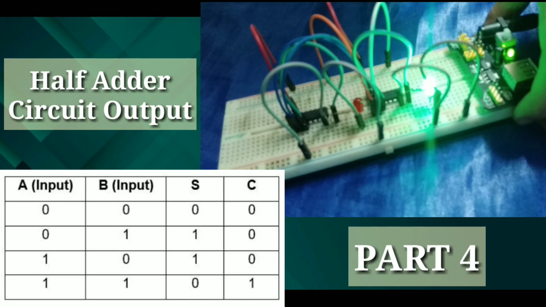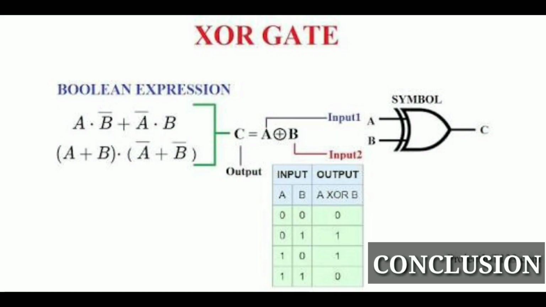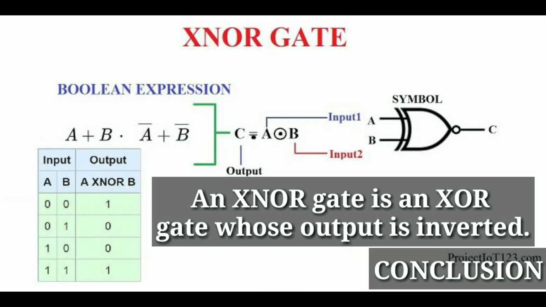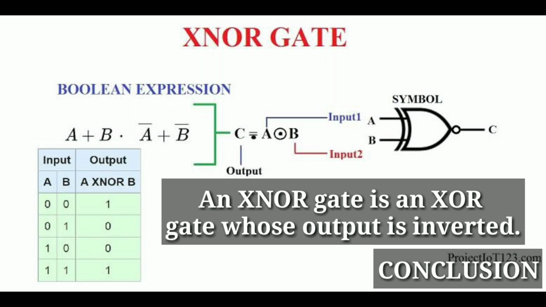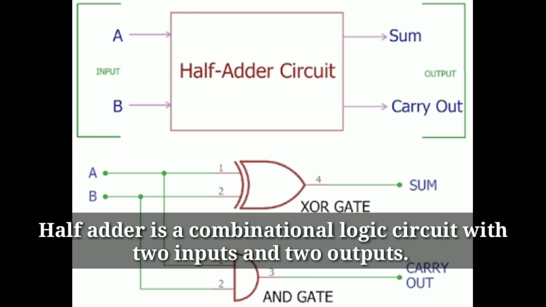And that's the end of our experiment number 3. As our conclusion, in an XOR gate, the output is high if one and only one of the inputs is high. An XNOR gate is an XOR gate whose output is inverted. A half adder is a combinational logic circuit with 2 inputs and 2 outputs.